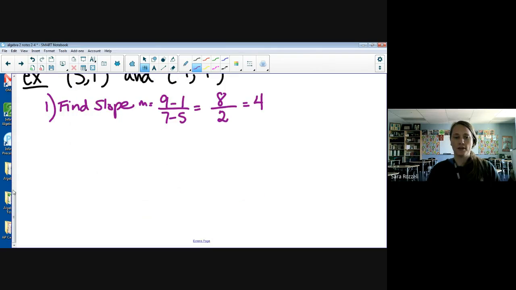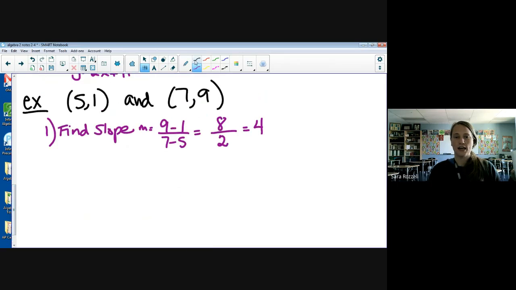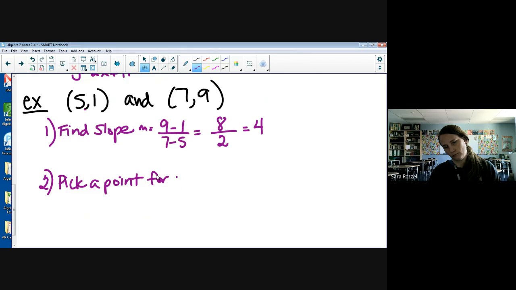So that's our first step when they give us 2 points. We've got to find the slope. Our second step, we pick whichever point we want to use. It doesn't matter. Just know that on your homework, they are multiple choice questions. So it doesn't matter. Any one would be right, but they're just going to have one of the options up there for you to choose from. So just know it might not be the point that you picked, and you just have to look and see if it's the other point.